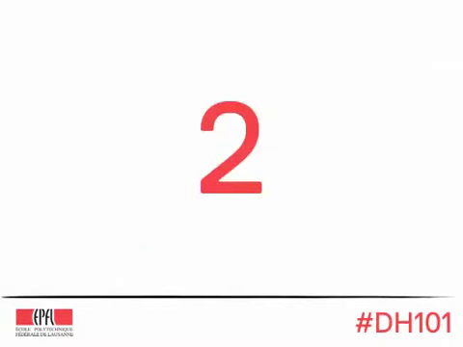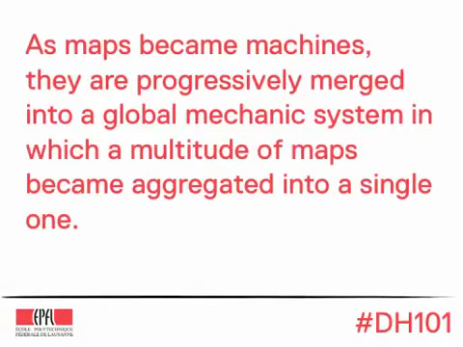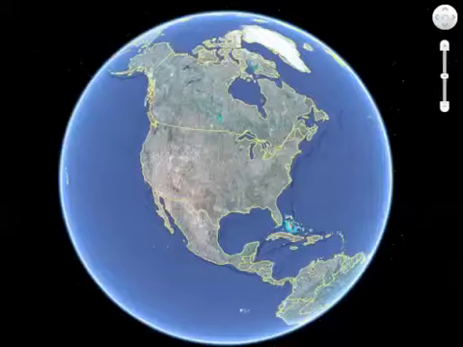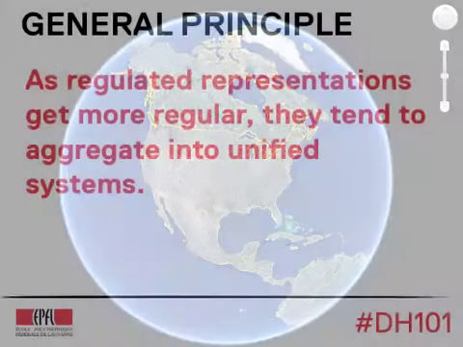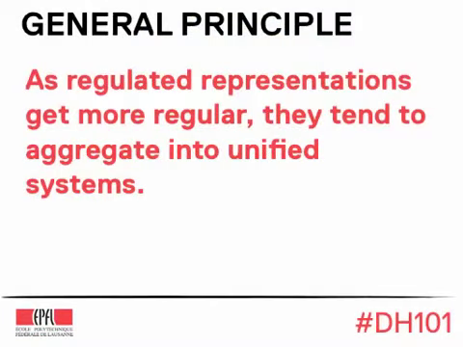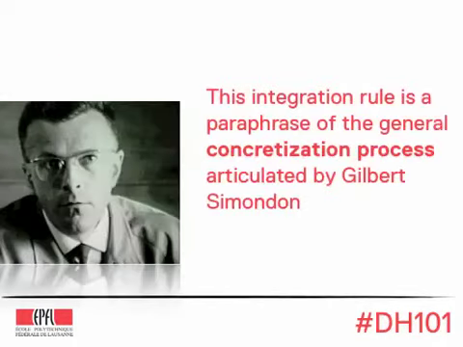Second observation. As maps become machines, they are progressively merged into a global mechanical system in which a multitude of maps become aggregated into a single one. This is the example of Google Earth, for instance. Again, this is a general principle. As regulated representations get more regular, they tend to aggregate into a unified system. This is actually a particular case. This integration rule is in some cases a paraphrase of the general concretization process which has been articulated by Gilbert Simondon.